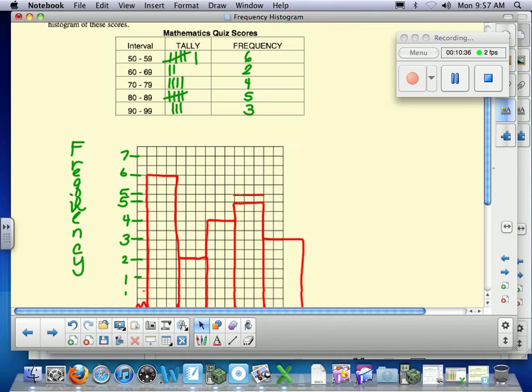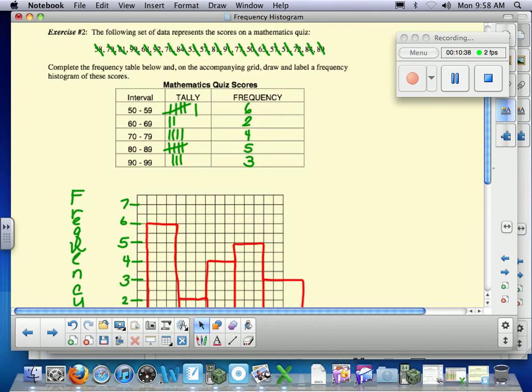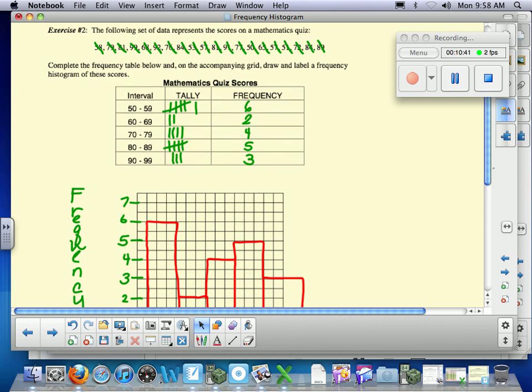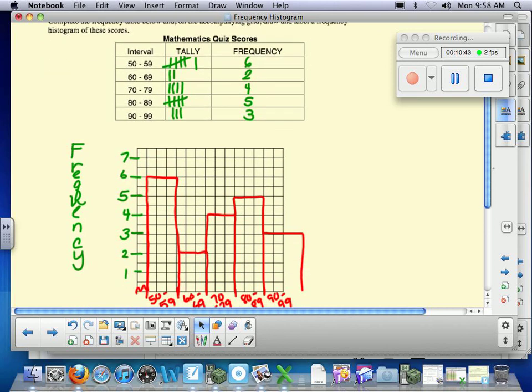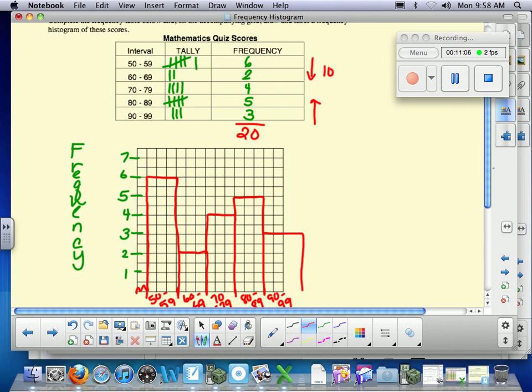But we have how many students? How many quizzes do we have here altogether? Right, we have 20. How did I get that? I added these together. We have 20 grades. Where would the middle grade be? At 10, okay? So I can start sort of at this low end and work up to 10, or I can start at the top and work down to where that 10th grade is.